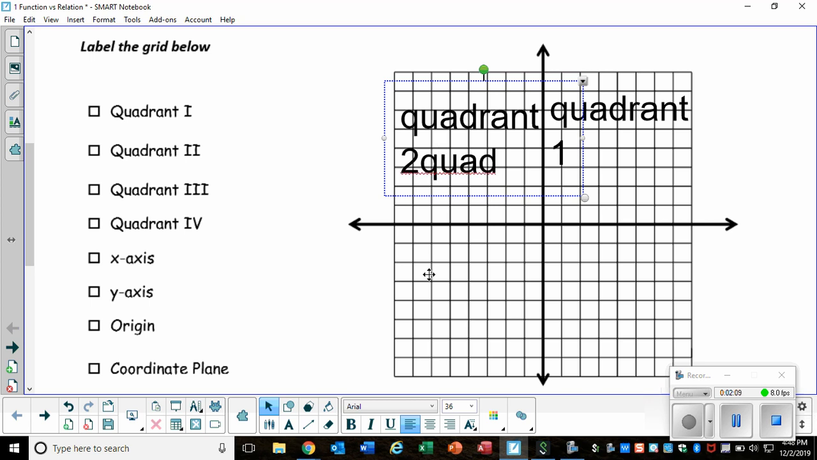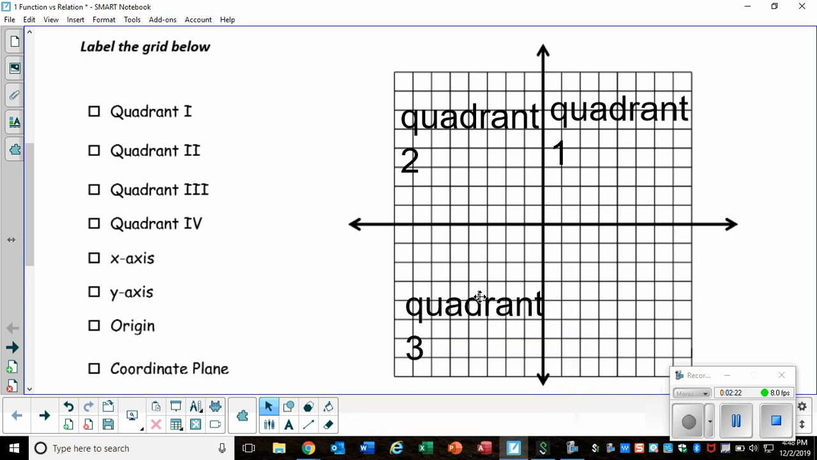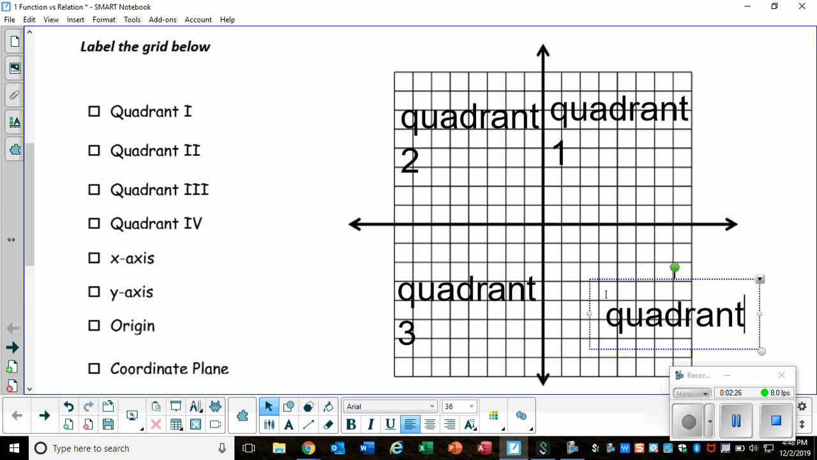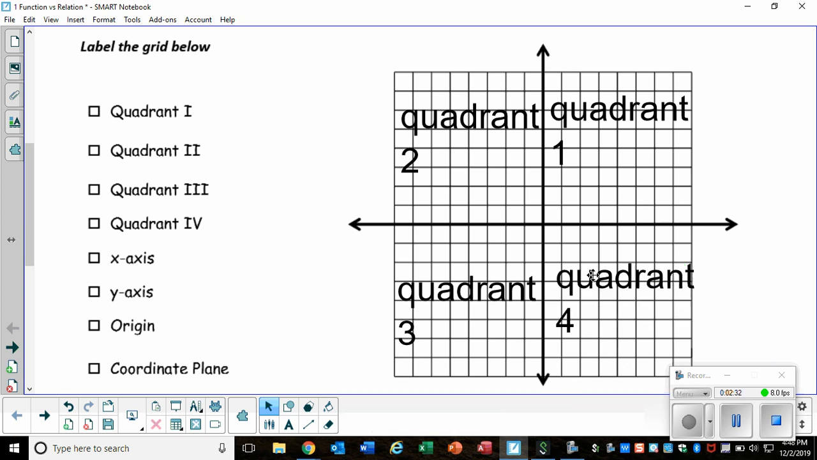This is quadrant 3. We got quadrant 3 right here, and you can go ahead and label it. And this one is quadrant 4. Okay? So the 4 quadrants are the 4 sections of the graph.